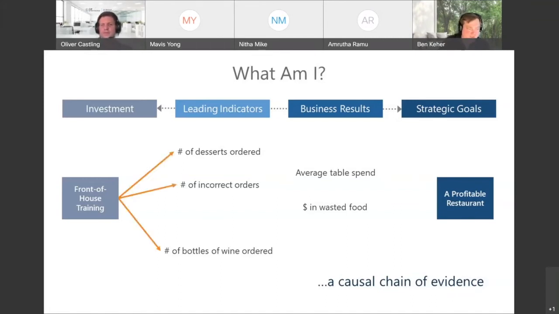I've got the front of house training. It's trained people on those key things to turn those leading indicators into action. Those leading indicators, so more desserts, more wine, equals an increased average table spend. People are correctly taking the orders, which now means that we're not wasting food with food being sent back. Of course, the chef plays a role there, but we're not training the kitchen, we're training the front of house. So we've got to make sure the chef isn't serving cold food or spoiled fish. And then hopefully what that leads to is a profitable restaurant.